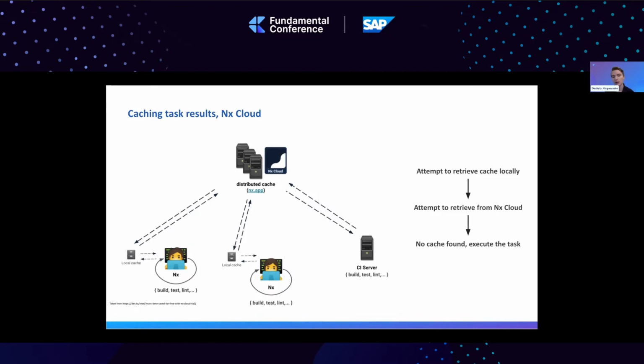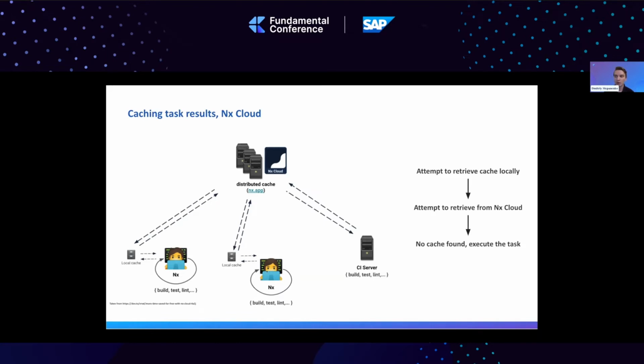If not found there, it will proceed running the task. And once the task succeeds, its results will be uploaded to NX Cloud for further usage. And with this, your coworker can execute the same command and save time by leveraging the cached results that were computed by you before. And actually, it works exactly as I'm saying.